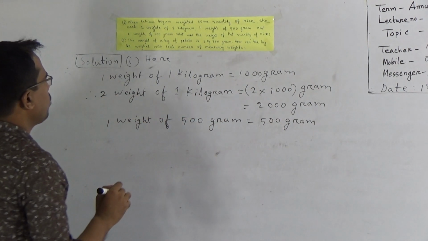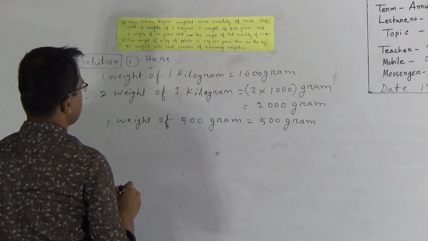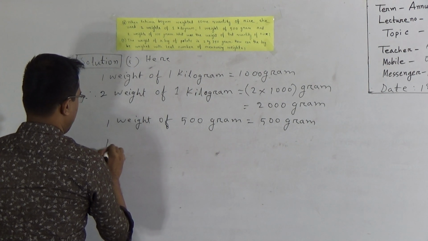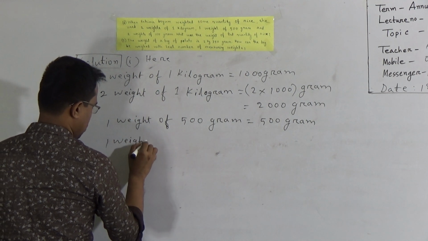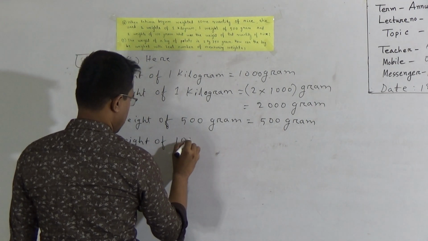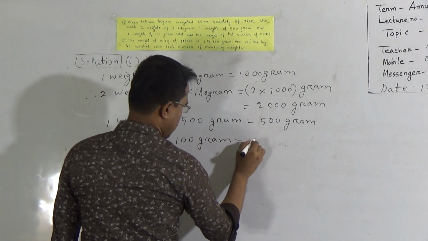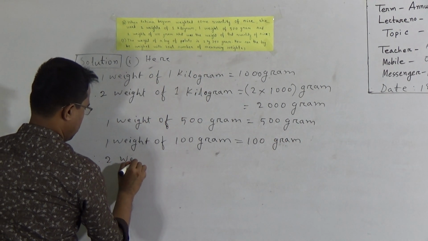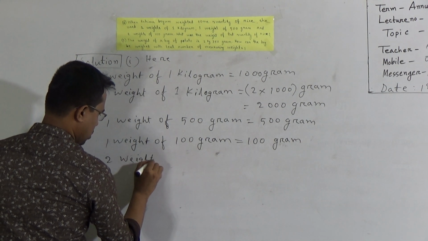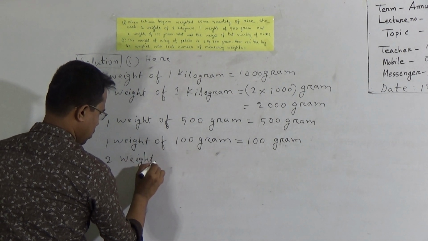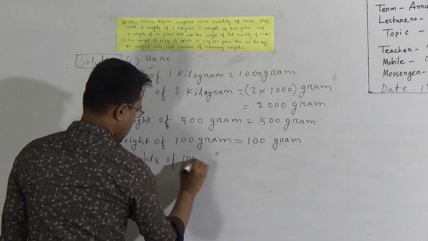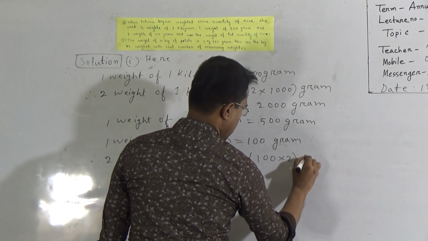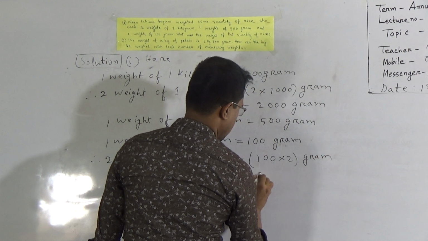Again, she used 2 weights of 100 grams. So we know that 1 weight of 100 gram is equal to 100 grams. So 2 weights of 100 gram is equal to 2 times 100 gram. Therefore, 2 weights of 100 gram is equal to 100 multiplication 2 gram. This is equal to 200 gram.